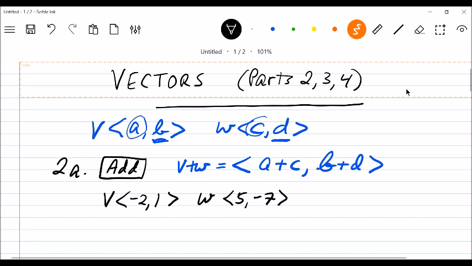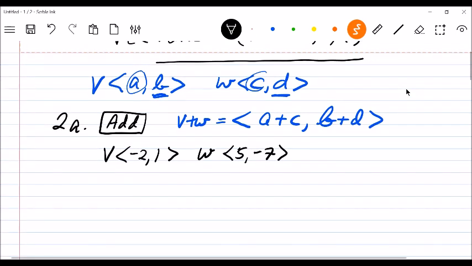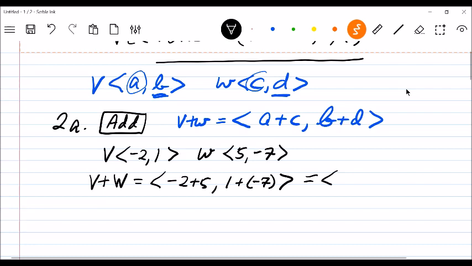Okay. So here's how this gets calculated. V plus W is the vector -2 plus 5, 1 plus -7, which is simply equal to, well, 5 take away 2 is 3, and 1 minus 7 is a -6. There we have added them together. So that's the vector V plus W.